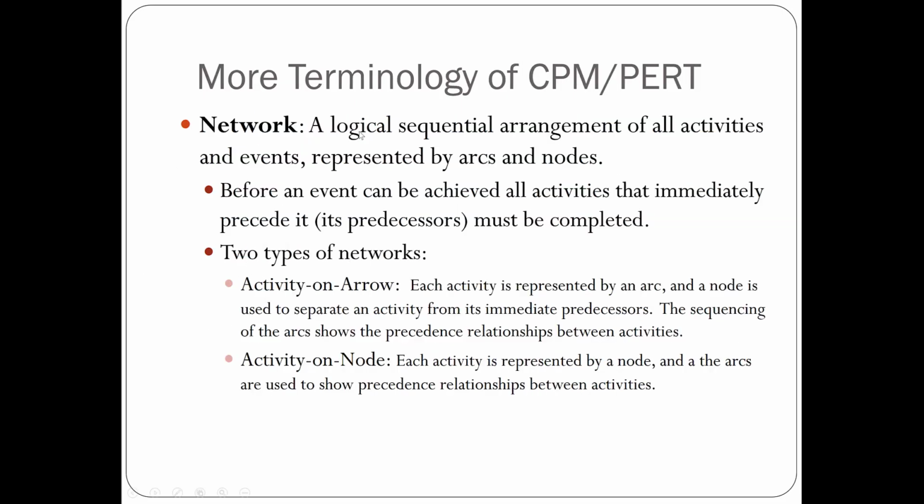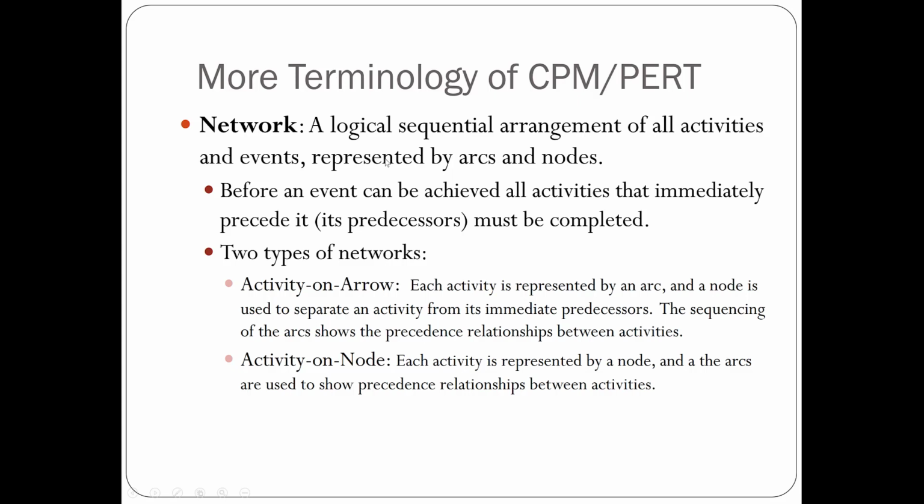And when we have a logical sequential arrangement of all the activities and events represented by arcs and nodes, we have a network. So when we have the activities connected or events connected, we have paths. And when we have those paths connected, many times we have parallel paths, sequential paths. When they are all connected, you will see a network.